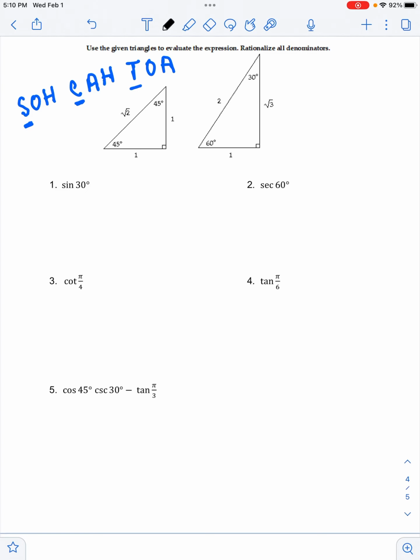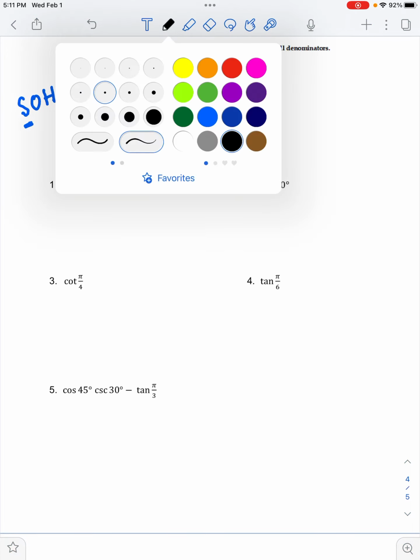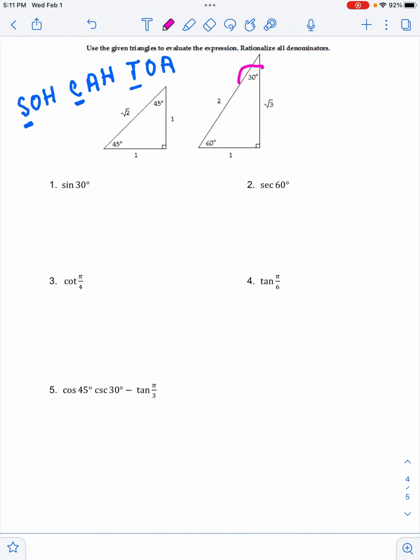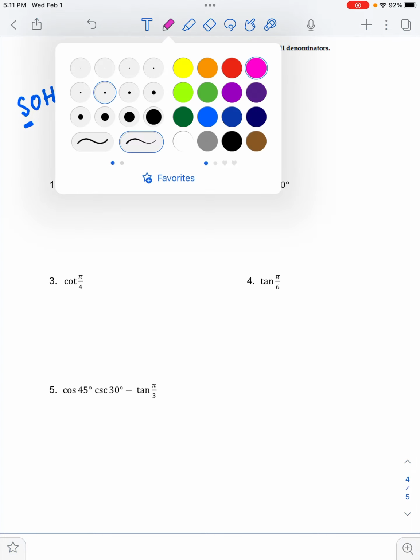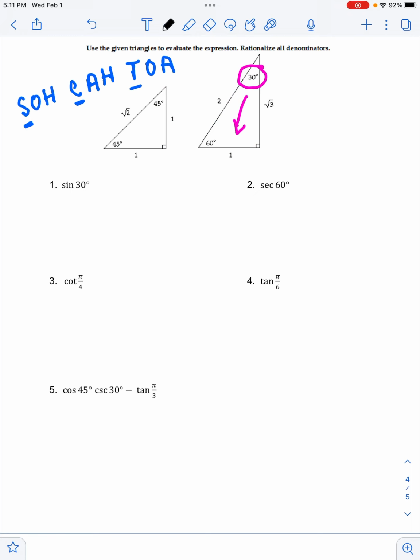So for instance, number 1 is sine of 30 degrees. In my diagram, my 30-degree angle's up here, and I want the side opposite that angle over the hypotenuse. Well, in that case, that's going to be equal to 1 over the hypotenuse of 2. And that would be the sine of 30 degrees.